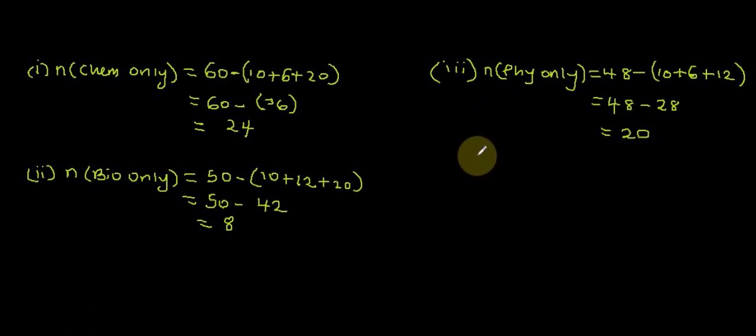Now we see how we have gotten the number of students offering each of the subjects only. We can now see that using a Venn diagram to represent sets is also a very easy and fast way of solving set problems.